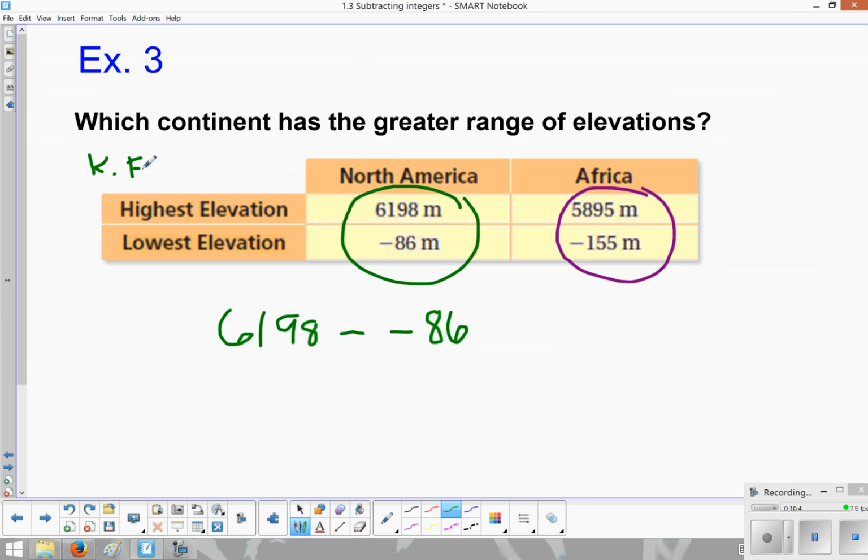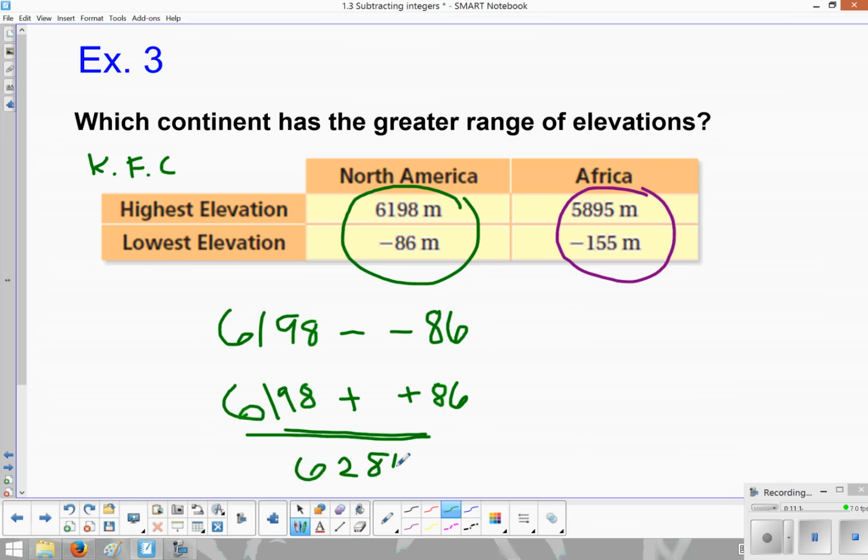So what we're going to do is keep the first number the same. We're going to flip the subtraction to addition. And we're going to change the last number into the opposite, which is positive 86. So now again, our subtraction problem becomes an addition. So I'm going to add these two numbers up really quick in my head. And we're going to get 6,284 meters. Okay, so that's for North America.